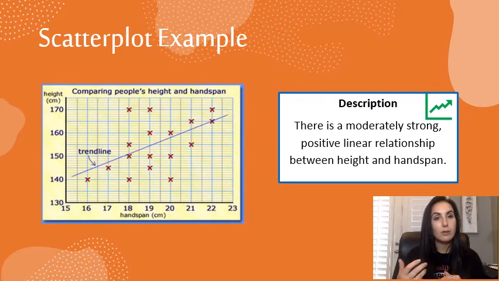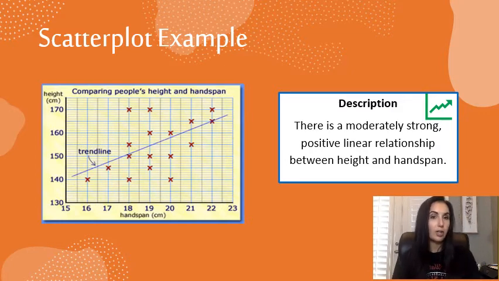And then we also talked about the form. It's saying that there's a linear relationship. And then the last here, between height and hand span, we actually used context. Always use context whenever you are describing a scatter plot.